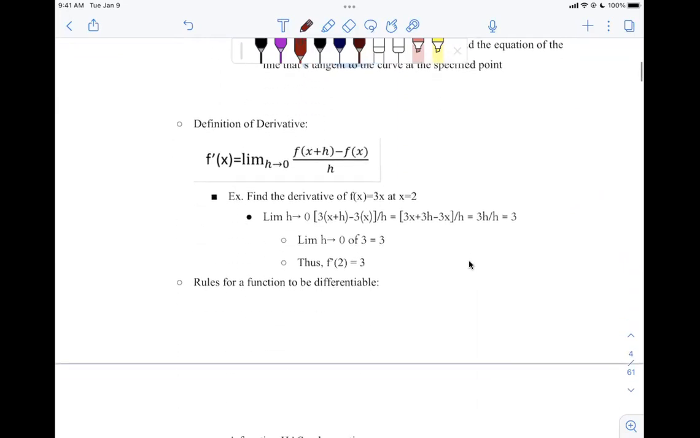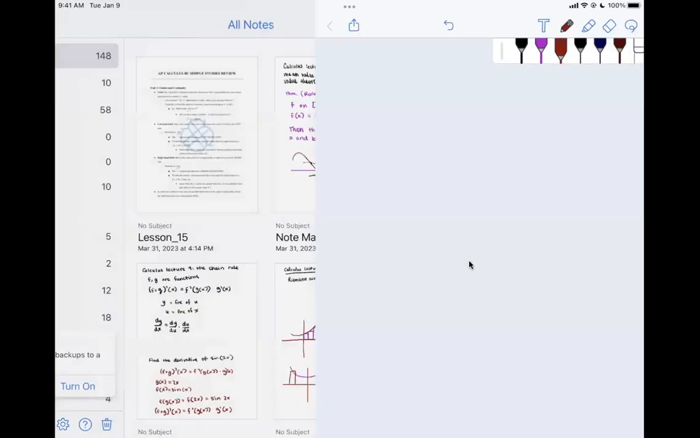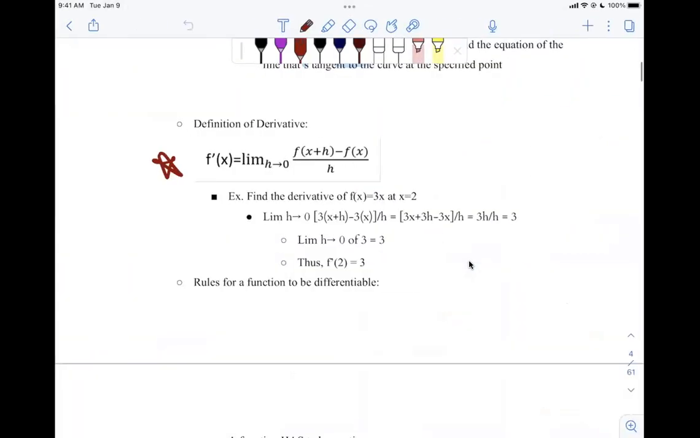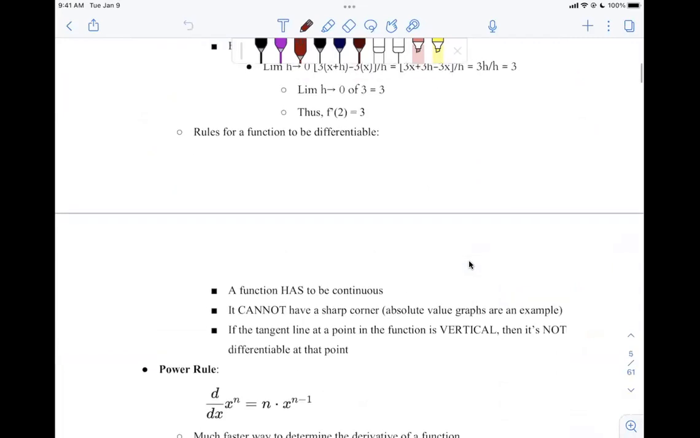And so this is the definition of derivative. It's super important. A function is differentiable if the derivative exists at every point. In general, that just means it doesn't have sharp corners and it has to be continuous. If the derivative exists, a function will always be continuous.